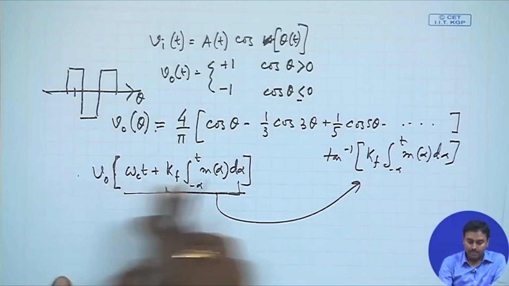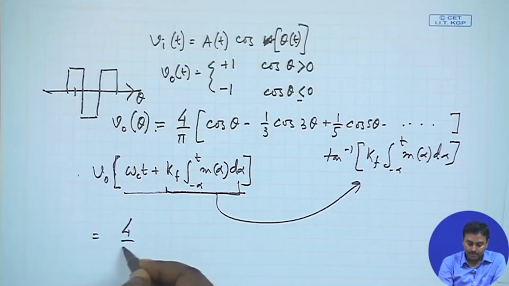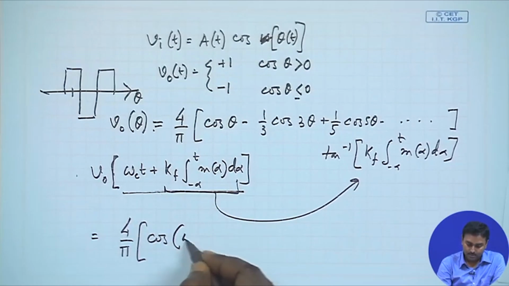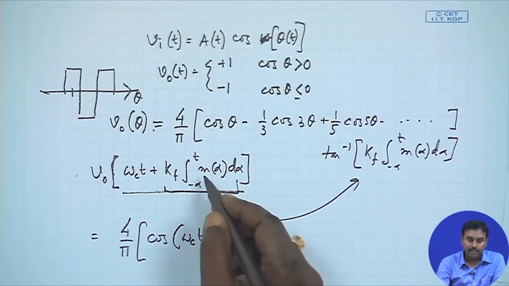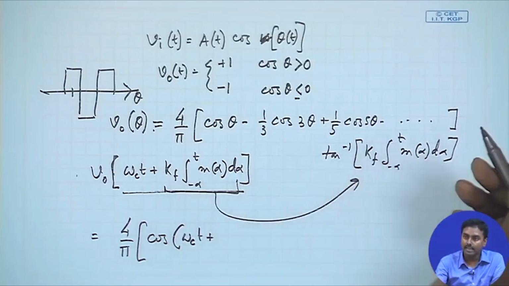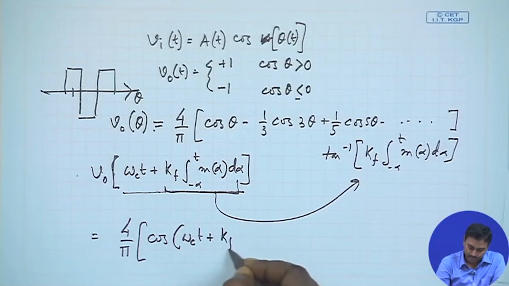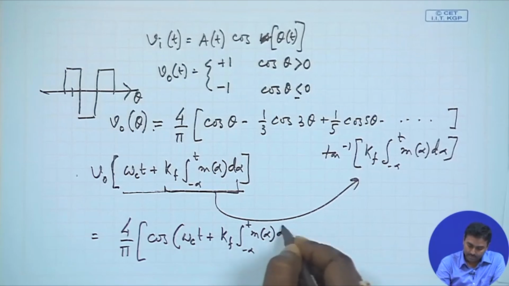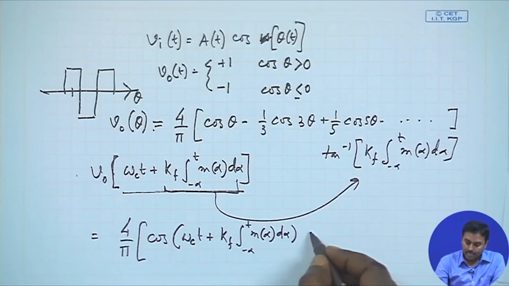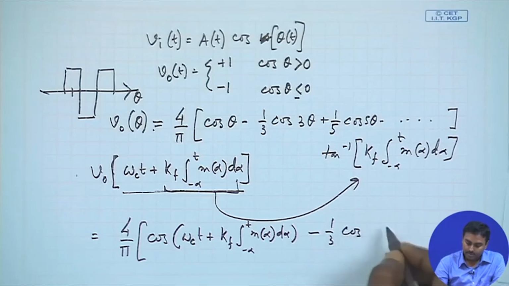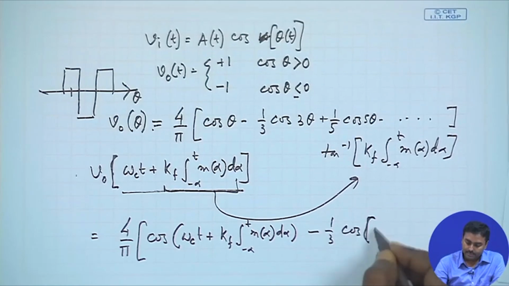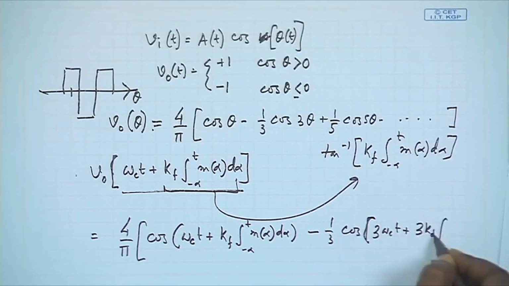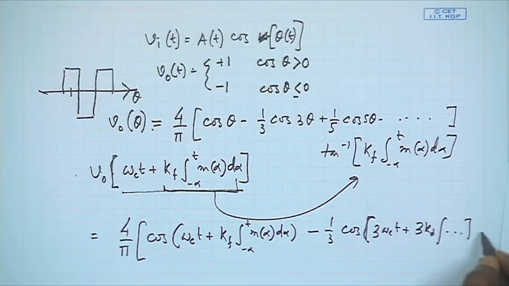Okay. So, this whole thing I can now write as 4 by pi times cos of this, which is omega c t plus, either I write it as kf into this or tan inverse, whichever, let us take this one, it is just easier to write as long as they are similar, and then minus 1/3 cos, I will get 3 omega c t plus 3 kf, same thing, okay, and so on.